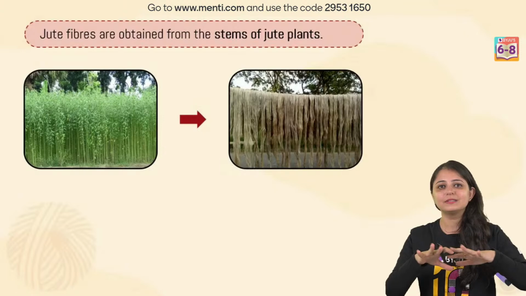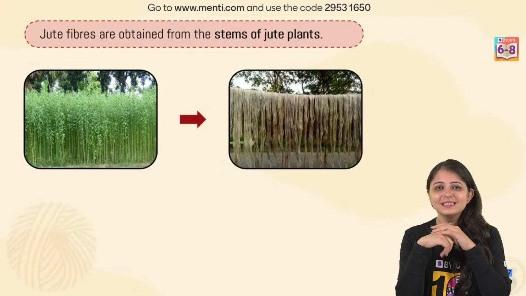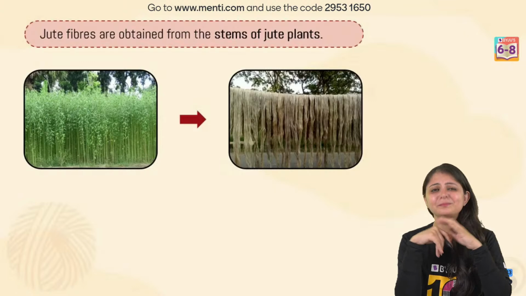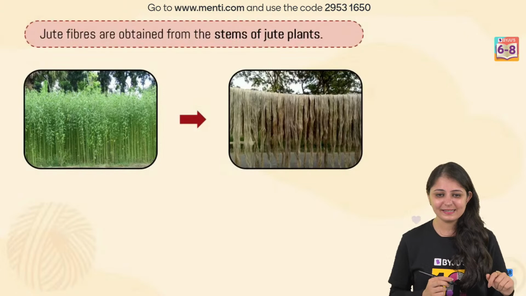So, these stems are immersed in water for some days, right? And then they rot and then the fibers are separated. By the way, if I just ask you another question here. In which season are we doing this? Quickly. Tell me fast. Yes, correct answer. Rainy season. Correct. Good going, guys. Awesome.